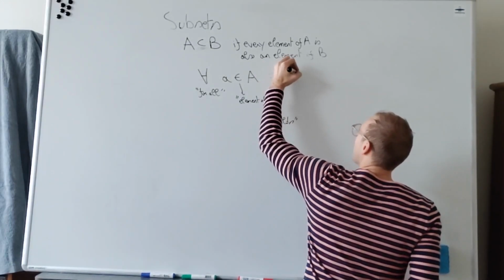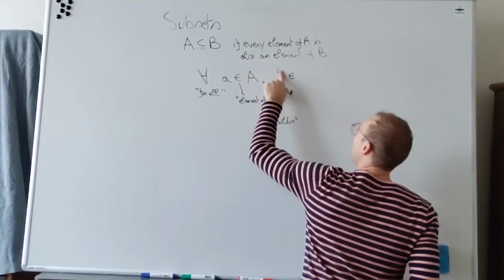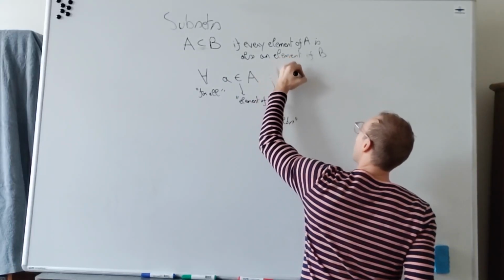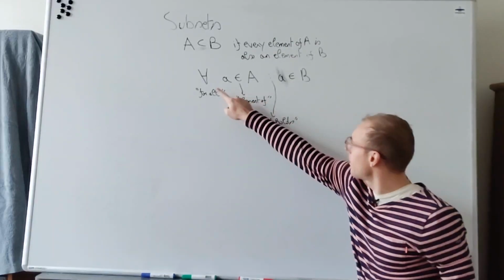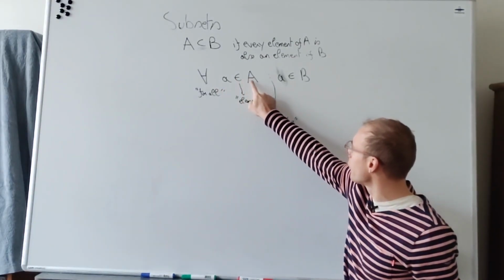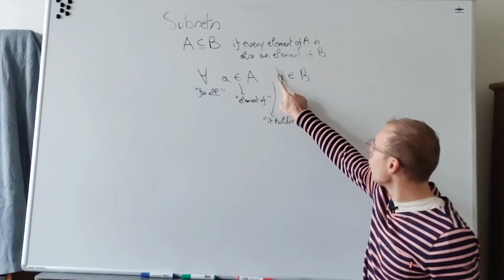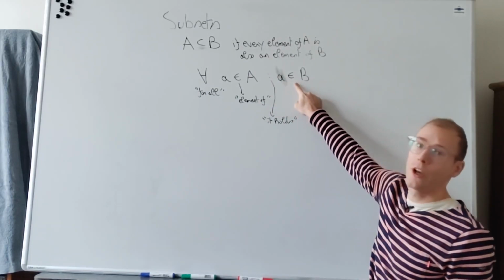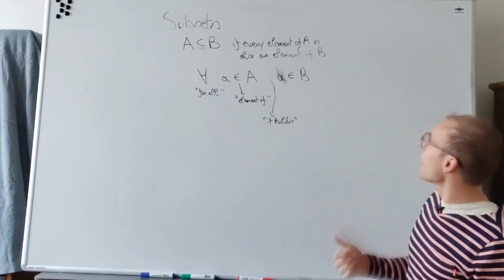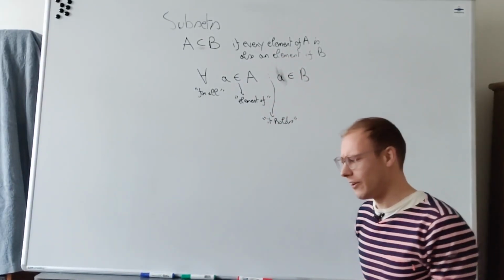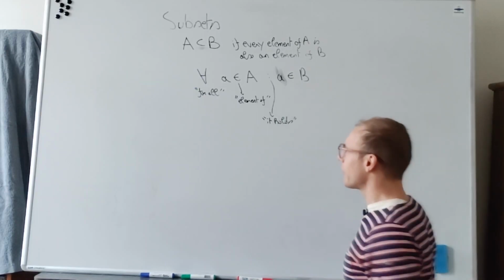Well, A is, oh no, not B of course. A is also an element of B. So convince yourself that this symbol, for all a an element of set A, it holds that the element a is also an element of the set B, is exactly the same as saying every element of A is also an element of B.